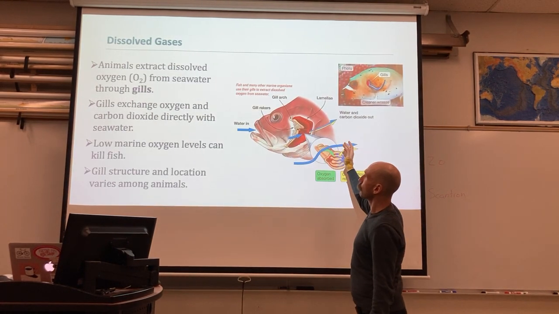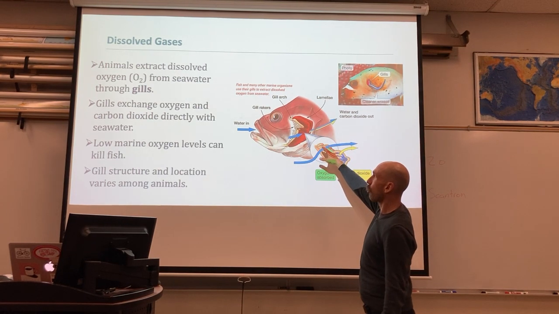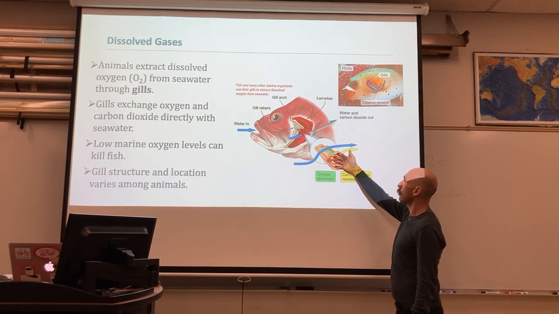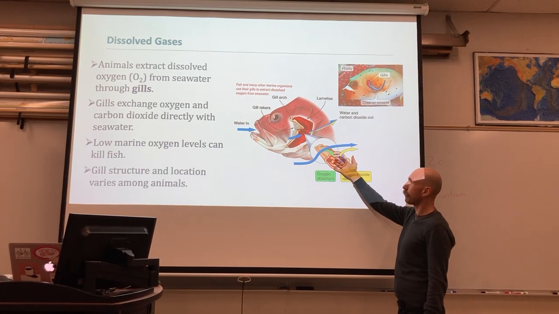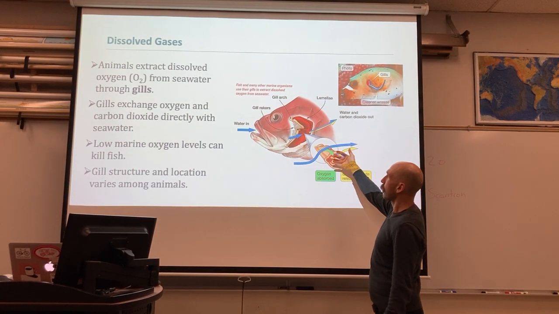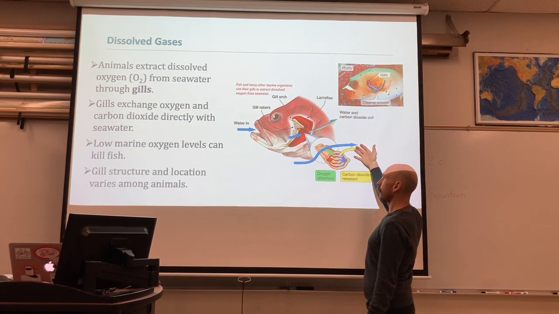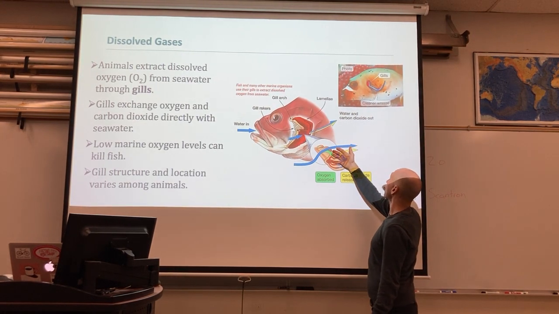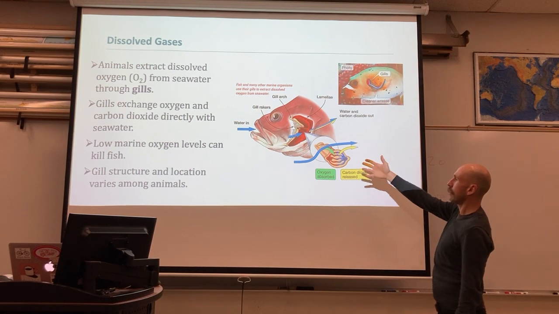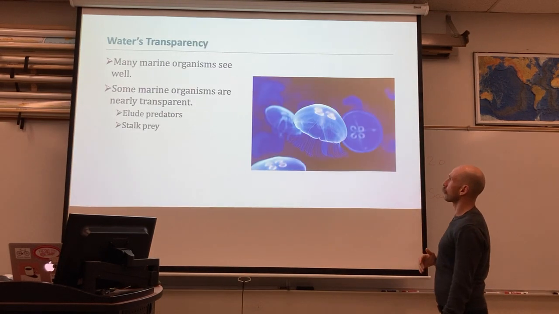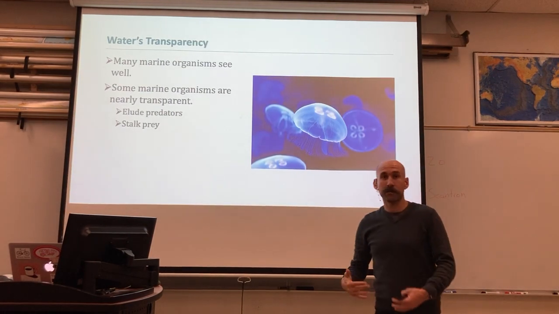Fish and other animals also extract dissolved oxygen through gills. It's kind of like the lungs of marine life. Gills exchange oxygen and carbon dioxide directly with the seawater, and this structure and location can vary among different types of animals.